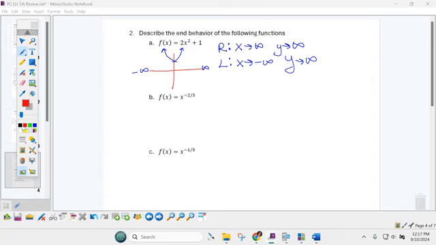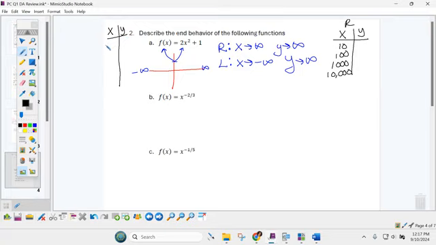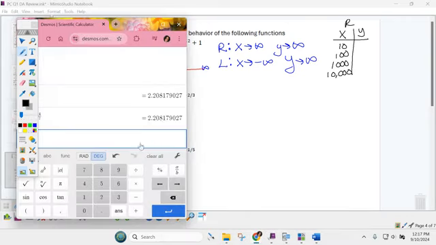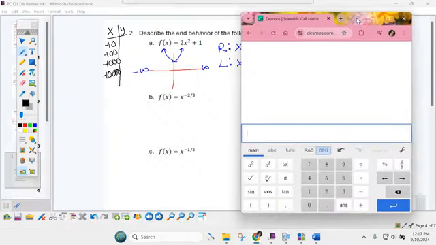Let's say I don't remember my graph. Make a table of values. Let's input bigger and bigger numbers for the right end behavior. And let's input big negatives for left end behavior and see what the y's are approaching. We got this scientific calculator. Let's use it. All right.